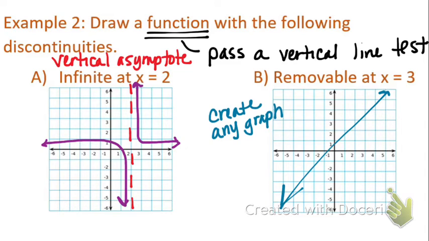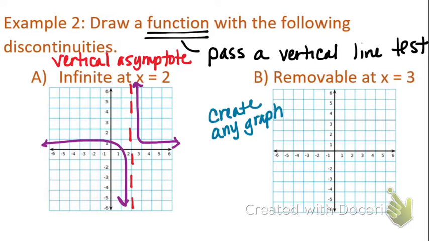So if I keep with this line, where do I put the hole? The hole has to occur here at x equals 3. So then I'm going to go to 3, and I'm going to put a break. But you draw a parabola. You draw whatever you want to draw. And that would be an example. So that's one example of a removable.